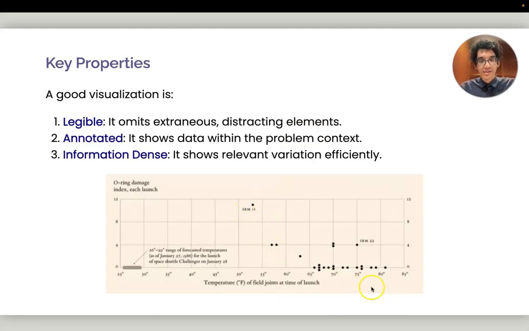And he just replots it, where there's temperature on the x-axis, damage on the y-axis. You can see that there's a clear negative relationship. And this was the predicted temperature, or this was the actual temperature forecasted for Challenger. Right? So it's kind of obvious that there would have been very high O-ring damage, but no one had made this plot. Right?